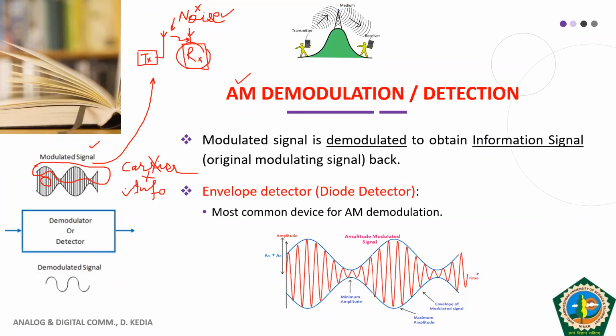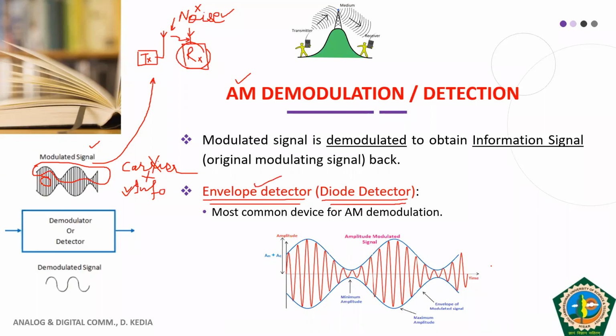and to get back the information. Fine. So that is the job of our demodulation or detection. So the circuit which is used for detection of AM or demodulation of AM, that is called envelope detector. Okay, and another name for that is diode detector. Okay, and very popularly it is known as envelope detector.